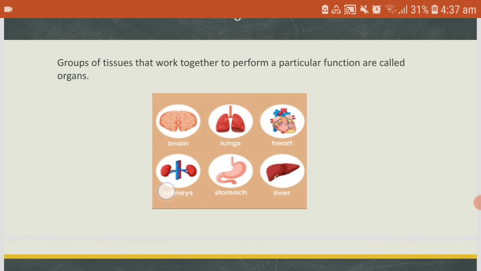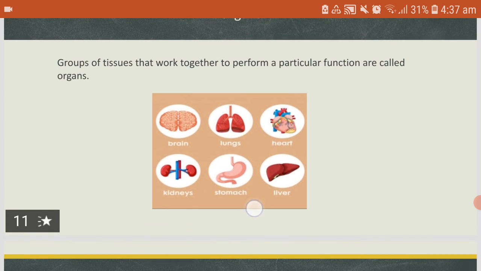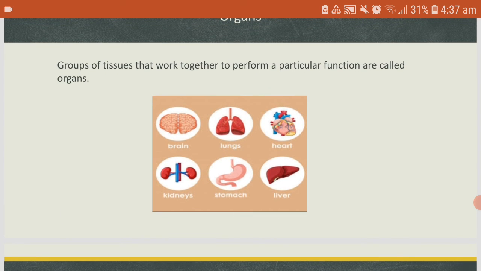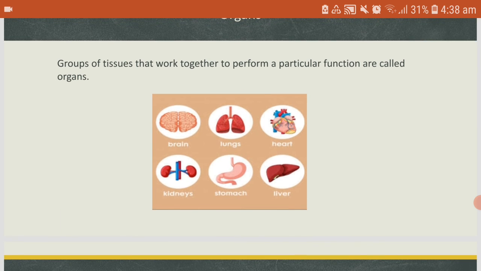Then we have our kidneys, which are responsible for excretion of waste products from our body. Then we have the stomach. It is involved in the process of digestion. And lastly, we have the liver. It is involved in many important functions. One of them is cleaning our blood and making different substances in our body.